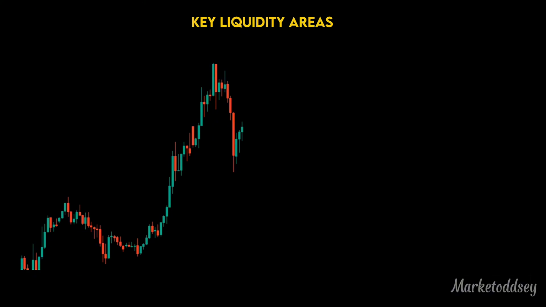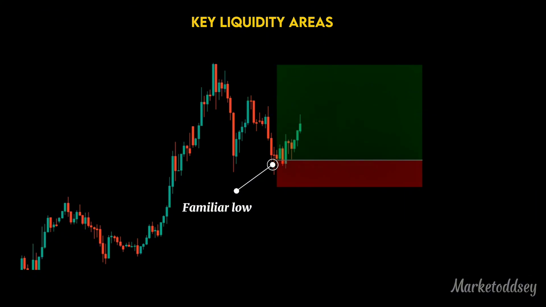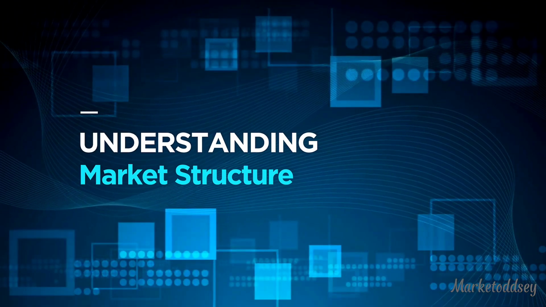Retail traders, for example, might expect the price to bounce back when it reaches a familiar low. They place their buy orders near these levels, with stop-loss orders just below them to limit losses if the price drops further. However, savvy institutional traders wait until the market has forced these stop-loss orders out. This action, known as a liquidity sweep, clears the path for a more decisive move in the direction they favor. With a clear idea of how liquidity zones look on a chart, let's now shift our focus to understanding the overall flow of price movement, which we call market structure.